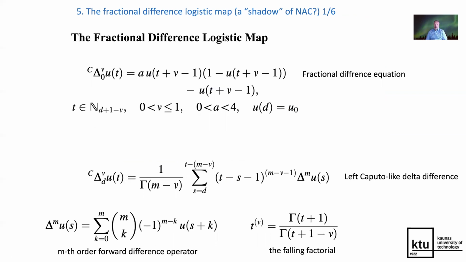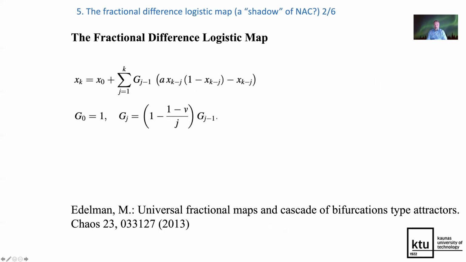Finally, let's focus on a fractional difference logistic map. So on a paradigmatic model of a fractional discrete map. The derivation of the governing equations for the fractional difference logistic map follows from the classical fractional difference equation, where the left Caputo-like delta difference is defined by this formula. And delta M is the mth order forward difference operator. And we are using the classical falling factorial to define all the relationships.